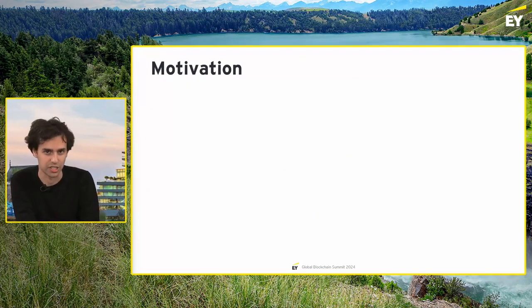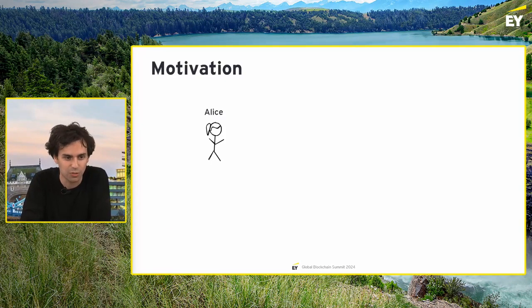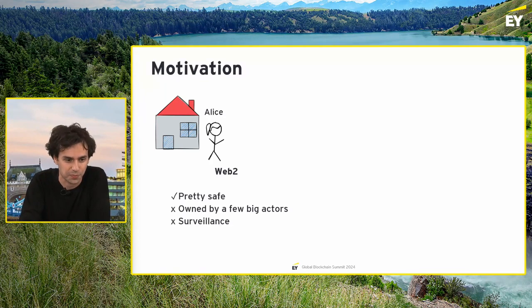So a bit of motivation to get started. This is the how and why would we want to move our credentials. We'll start with our good friend Alice, who I think Duncan mentioned earlier. Alice lives in Web 2, and I have here this little house, and this house represents Alice's data. This is all her accounts in existing websites. She might have a Google account, a Facebook account. All these things live in Web 2. And Web 2 is great because it's pretty safe and very familiar. But there are also some issues with it.